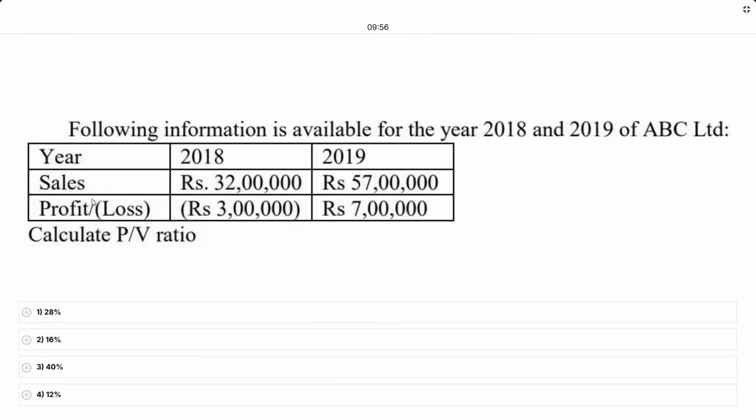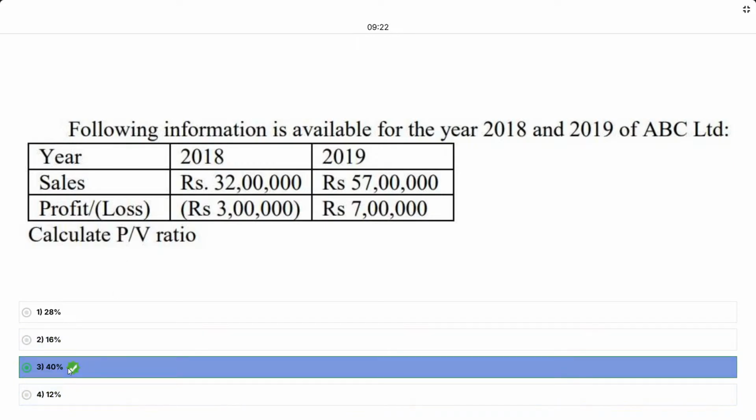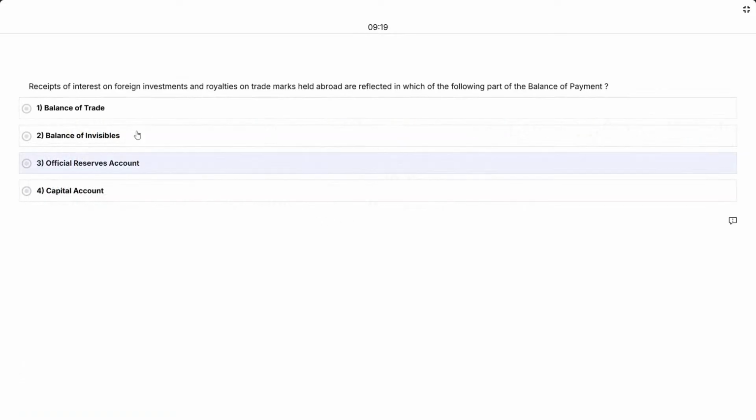See, price volume PV ratio we had studied: change in profit upon change in sales, I believe so. So 57 minus 32 is 25 upon 7 minus of minus 3 is 10. So 10 upon 25. 10 upon 25 is 40% around, I believe so. Yes, so change in profit upon change in sales.